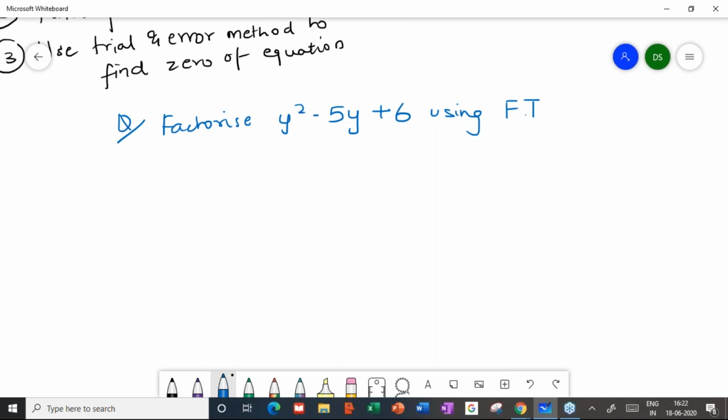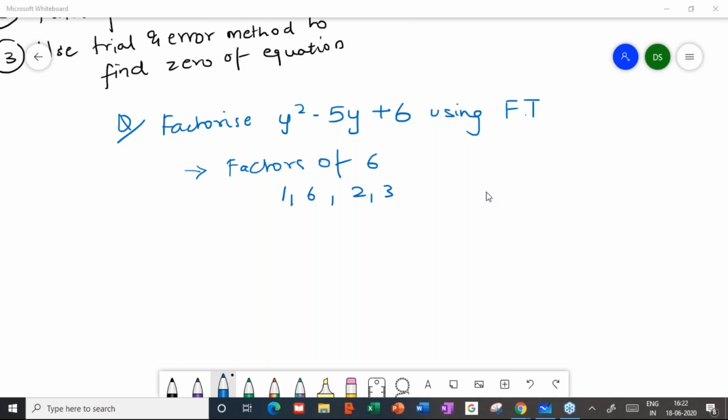So first step, check the coefficient of y square. It's already 1 here, right? So now I can neglect step 1 because its coefficient is already 1. So I'm directly jumping to step 2, wherein I find the factors of 6. So how do you find factors of 6? They are 1, 6, and 2 and 3, right? 6 into 1 is 6, 2 into 3 is 6, right? No other factors. Okay, so now we do trial and error method.